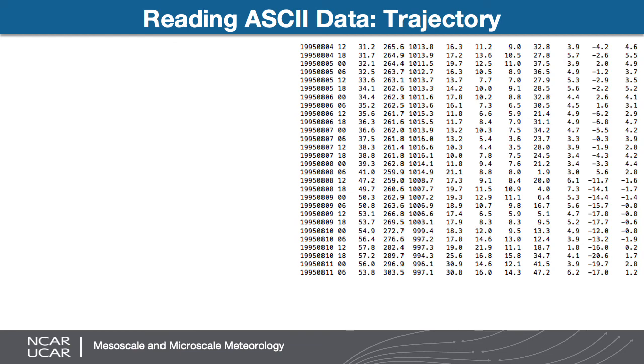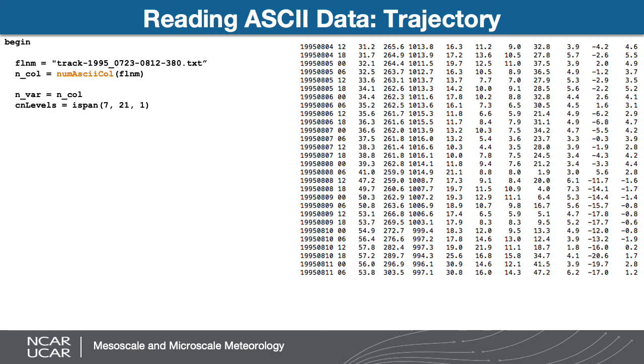So I'm just going to give you an example here. Here's a trajectory of a hurricane that was run in a WRF run. This is all the latitude and longitude points, and it's sea level pressure, it's winds, all that kind of good stuff. So we're going to read in this specific track file.